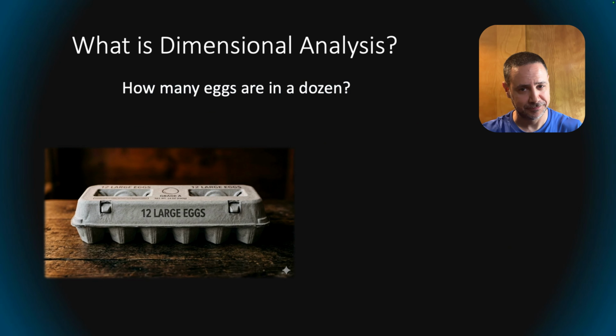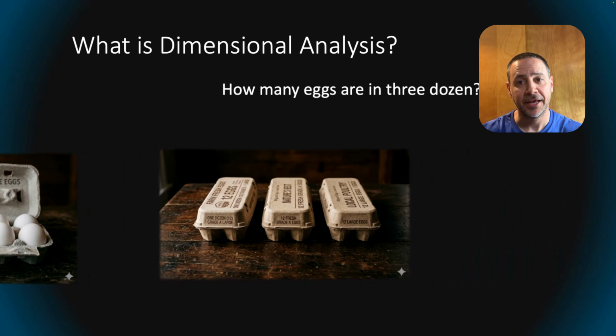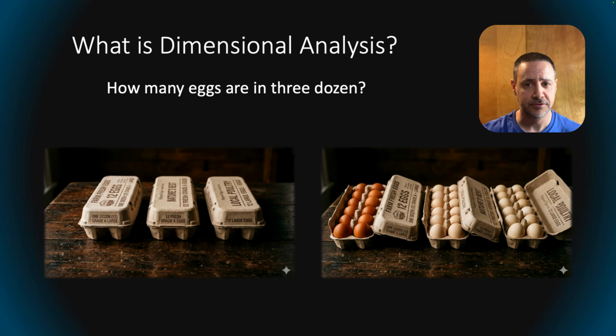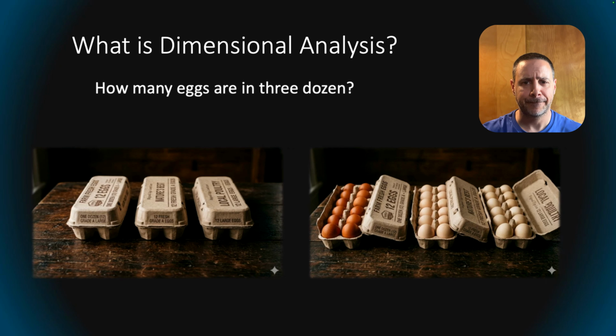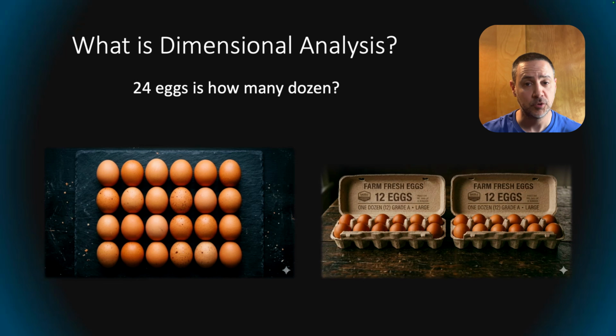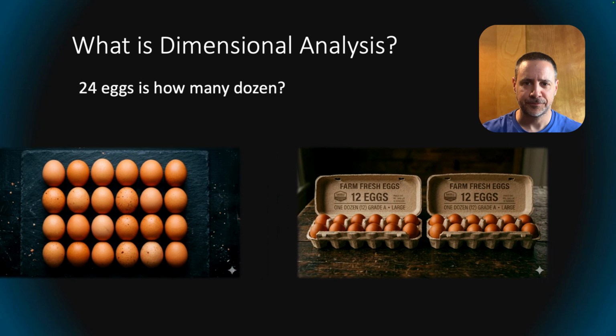We'll start with eggs. How many eggs are in a dozen? Hopefully you said 12, otherwise we have bigger problems. All right, 12 eggs in a dozen. How many eggs are in 3 dozen? 36. Let's try that a different way. 24 eggs is how many dozen? 2 dozen. Great. What does this have to do with chemistry?